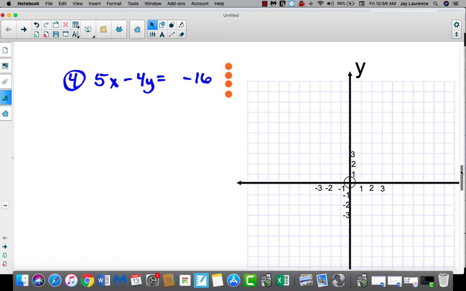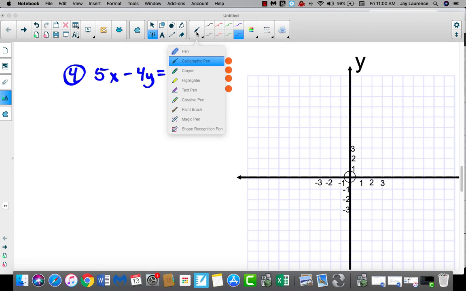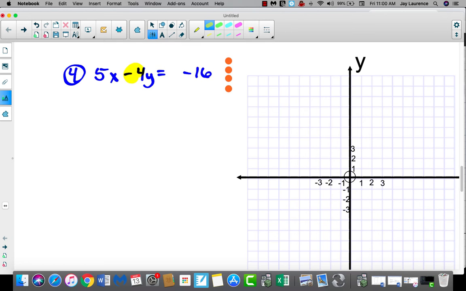All right, now this one's going to give a lot of you trouble. This one has 2 numbers attached to the y. First of all, it has the 4, or you could even argue the negative 4, because remember, the sign belongs to the number it's in front of. But it also has the 5x. Yeah, not the 5, the 5x.